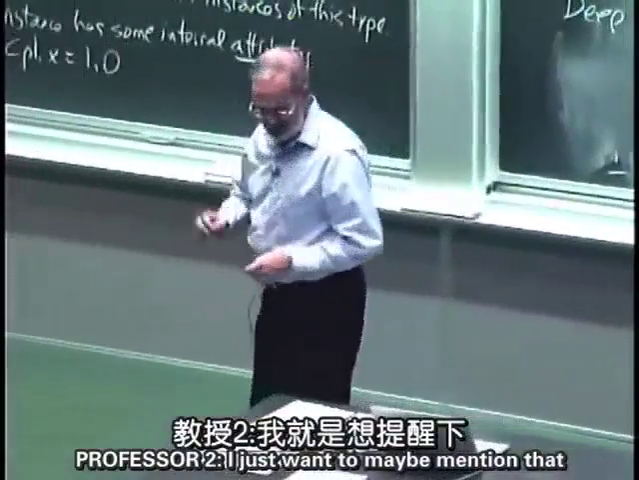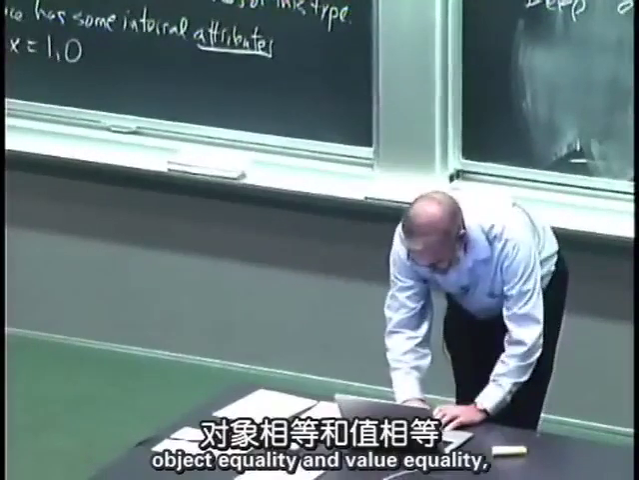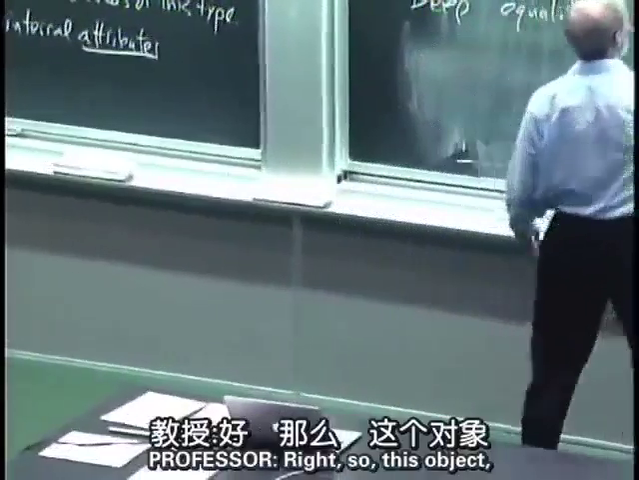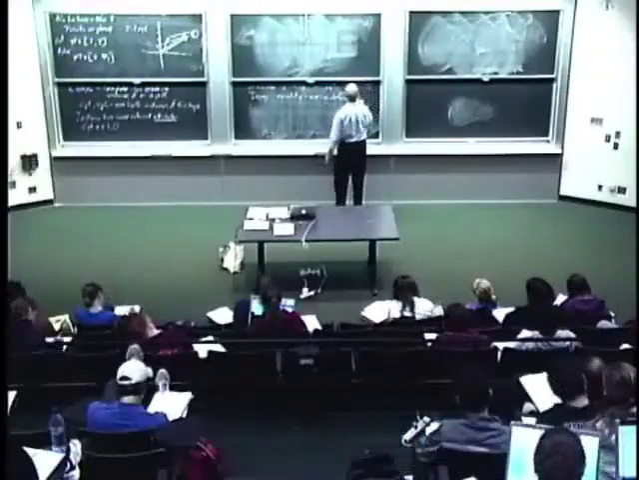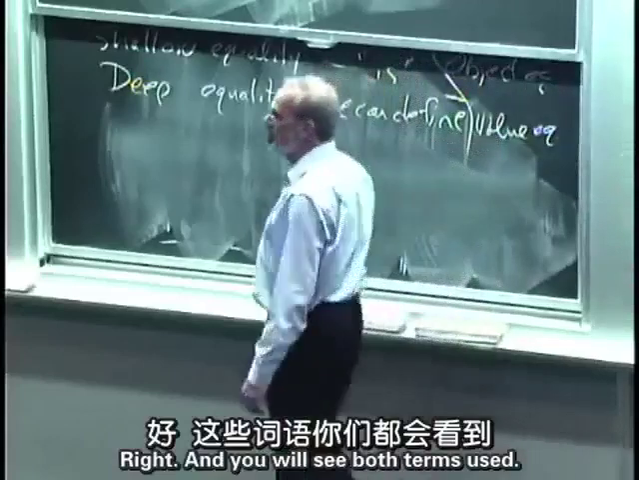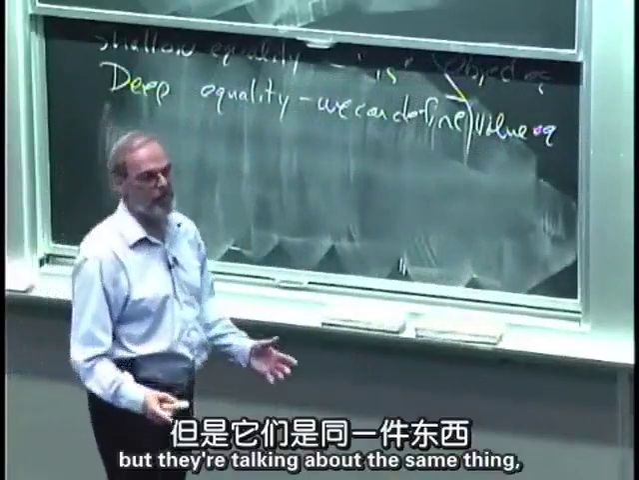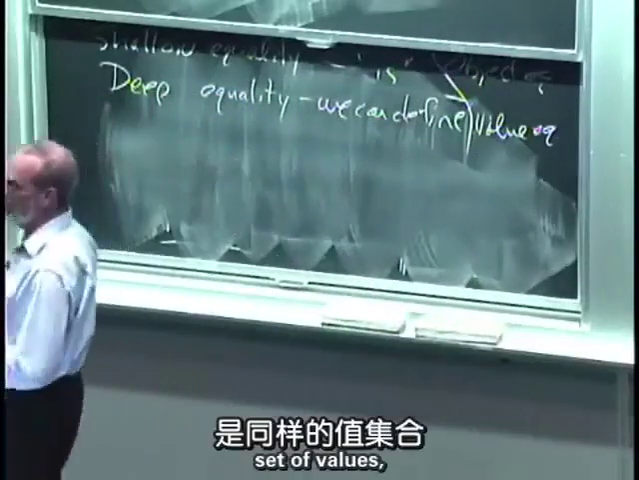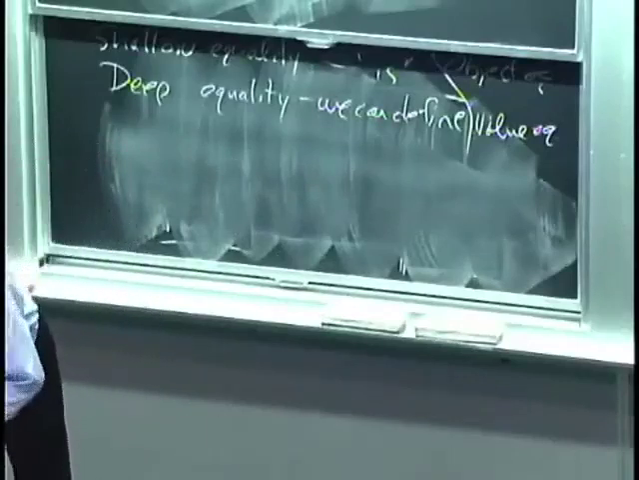I just want to maybe mention that in some of the reading, you will see terms like object equality and value equality instead of shallow equality and deep equality. Right. So this is object, and this is value equality. You will see both terms used. Some people like to use shallow and deep, object and value, but they're talking about the same thing, which is: is it the same object, or is it the same set of values, depending on what you want to define as you use it.